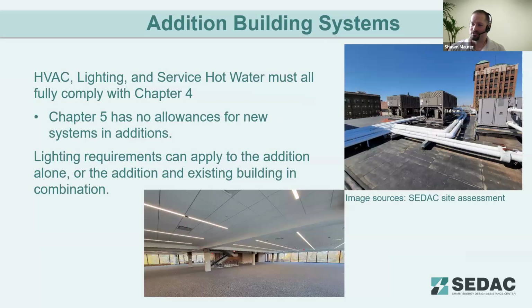As far as additions, mechanical systems, lighting, service hot water, those all would comply as they would if you were starting from Chapter 4. There are no allowances for new systems and additions as far as exemptions from full code compliance. Lighting requirements can apply to the addition alone, or they can apply to the addition and the existing building combined. So in terms of lighting power densities, lighting controls requirements, the daylighting requirements, you can look at just the addition, or you can look at the addition plus the existing building for compliance with those provisions.